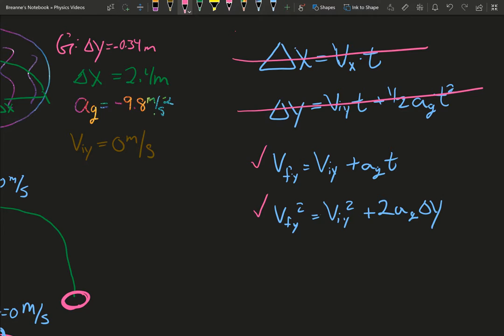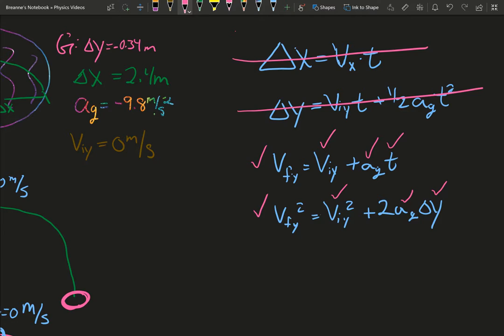So we have VFY, we have our initial, we have gravity, and we have time. So we can use that equation. Let's check the other one. We have our initial, we have gravity, and we have delta y. So we can use either one of these equations. Either one will get you the right answer.